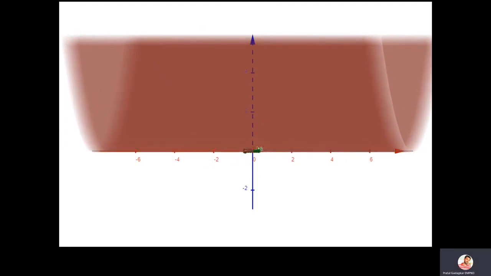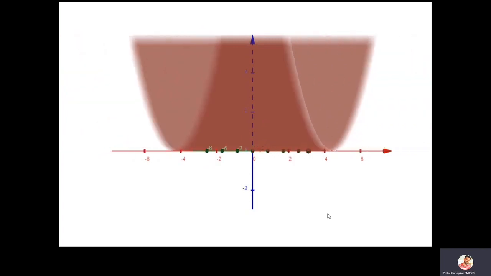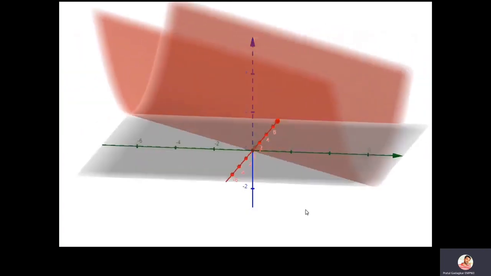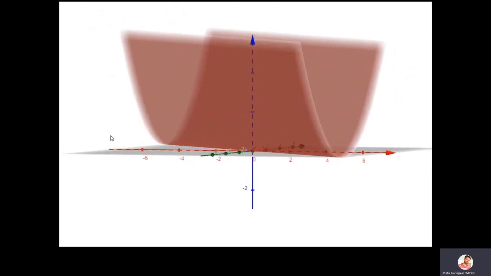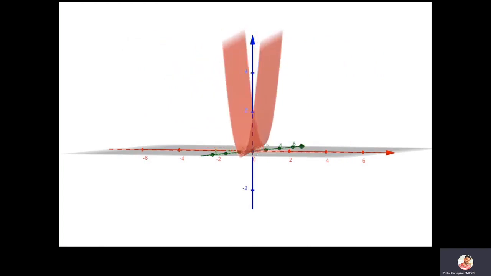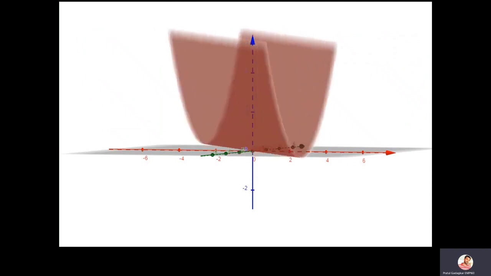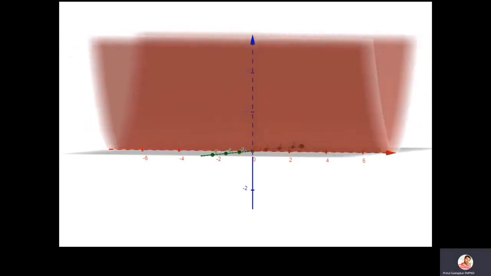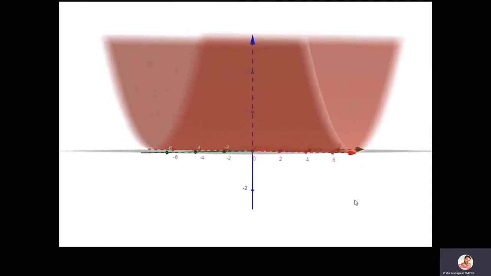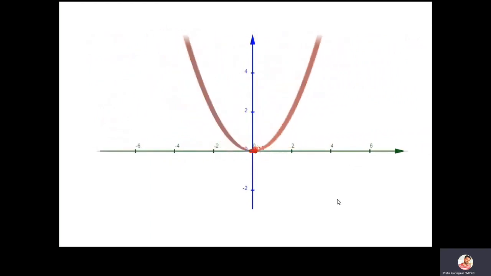Now I will change the value of a. When I change the value of a, I oscillate it, and you will see how the sheet changes. As a changes from positive to negative, this sheet starts varying in this particular fashion. If I put a equal to 0 in that equation, and b also equal to 0, the equation will become 2z equal to y square, and that will look like a parabola, as you see here.